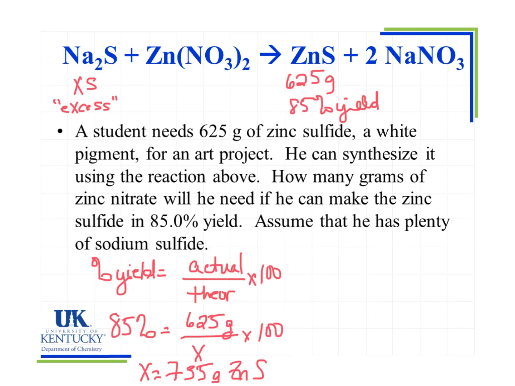Now, a couple of things before we continue on with this problem that we want to take note of. One, we know the amount of zinc sulfide we need to plan on making. The other thing we need to notice is this ratio. For every 1 mole of zinc sulfide, I need to have actually reacted 1 mole of zinc nitrate.